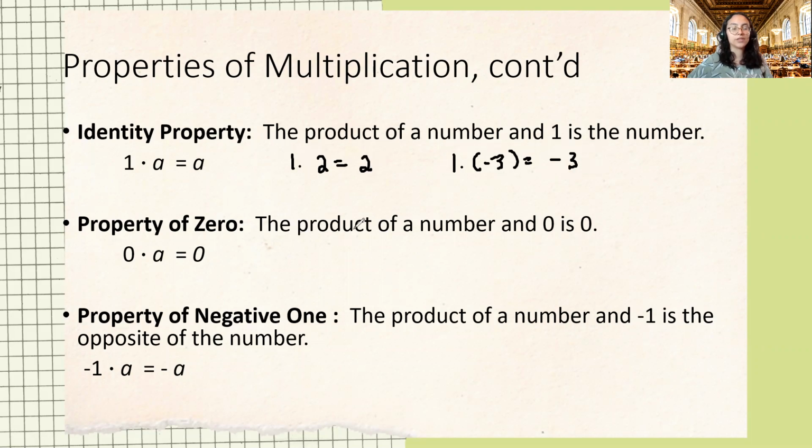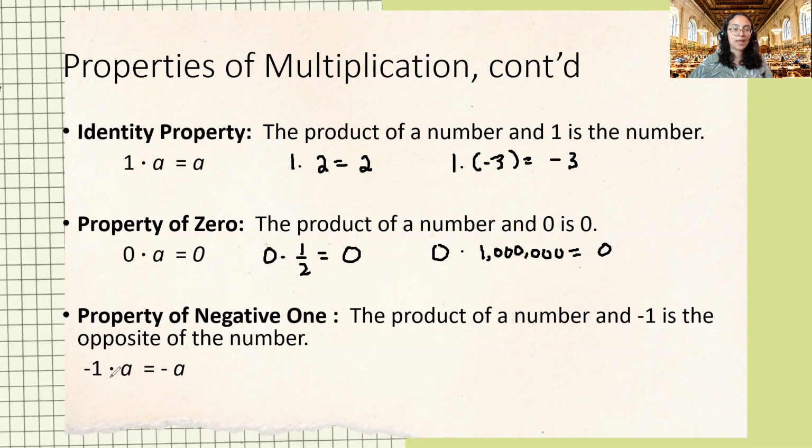For the property of 0, we state that the product of a number and 0 will be 0. So here, if I were to multiply 0 times 1/2, then my answer will be 0. I could multiply 0 times 1,000,000, and our answer would be 0.